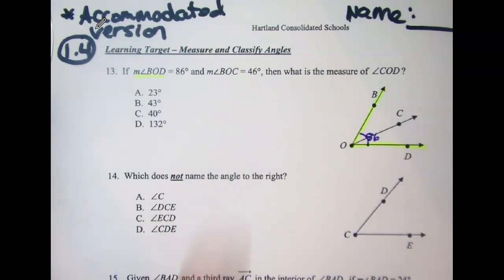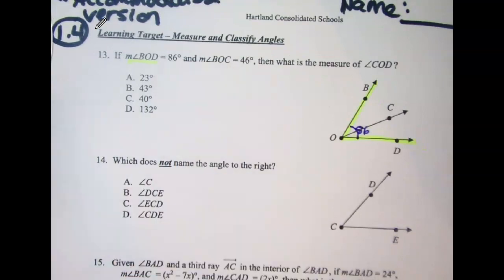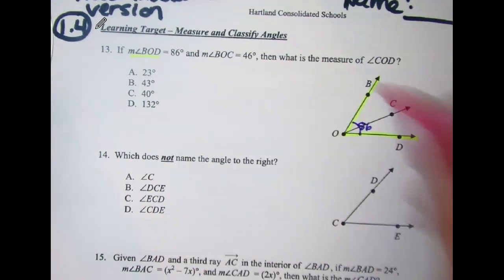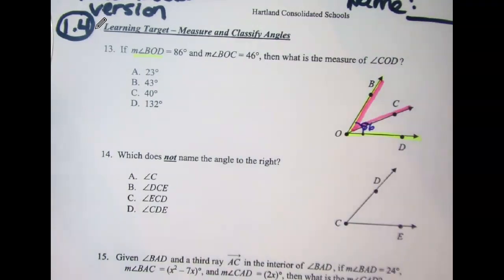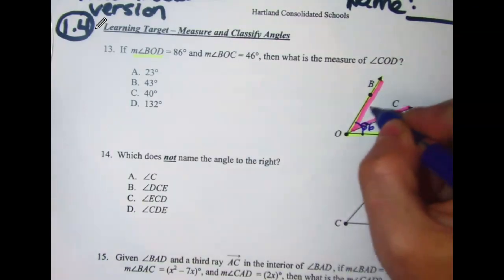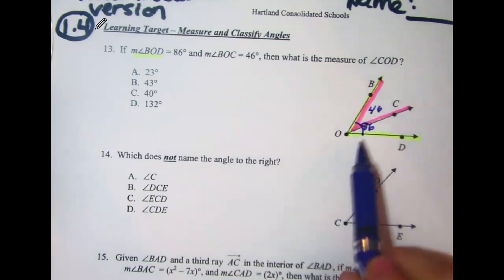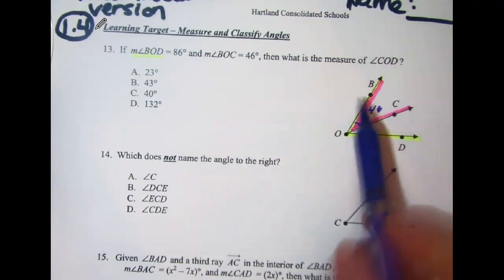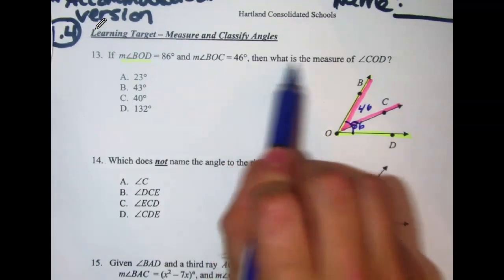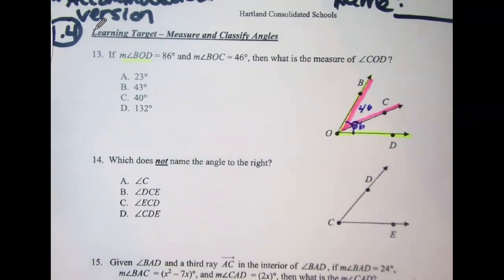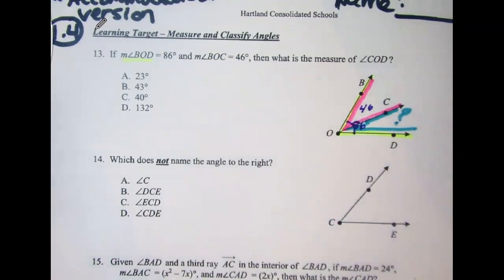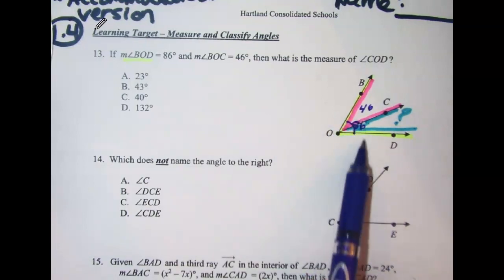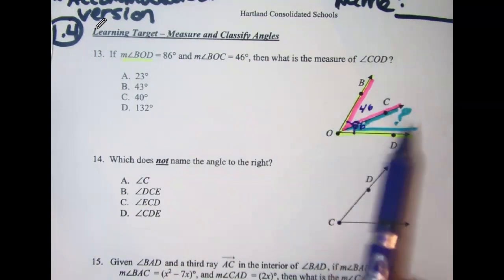And then the measure, that says measure of BOC. So again, I'm going to highlight BOC. That's the inside one. It tells us that one is 46. So we have the whole entire one and then a little piece of one. It says, then what is the measure of COD? So it wants this other piece here, the smaller piece. This is the question mark. So you should know what to do when you have the whole entire measure and one little piece, how we find this other one.